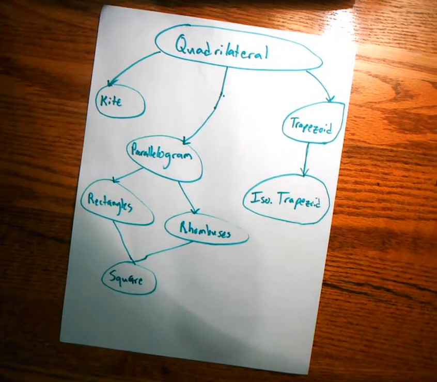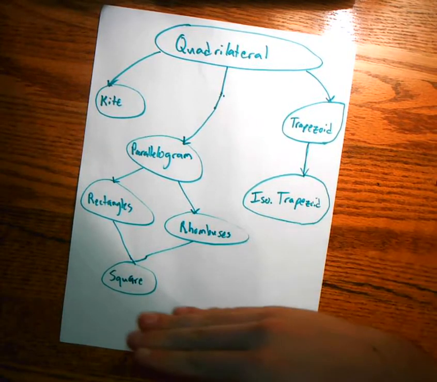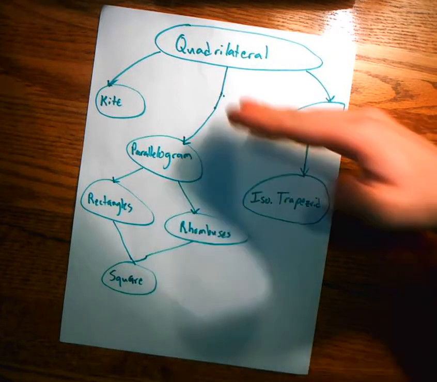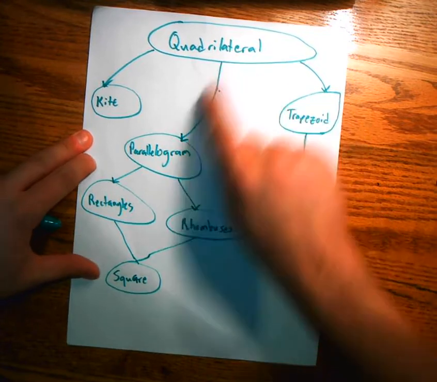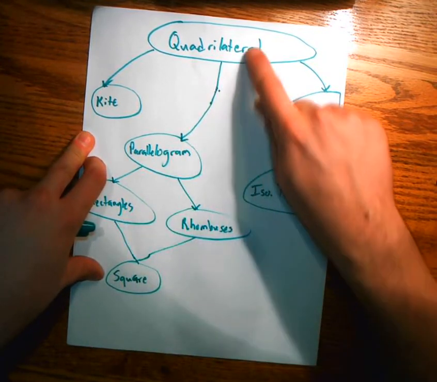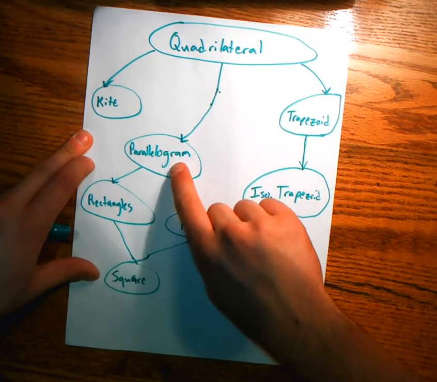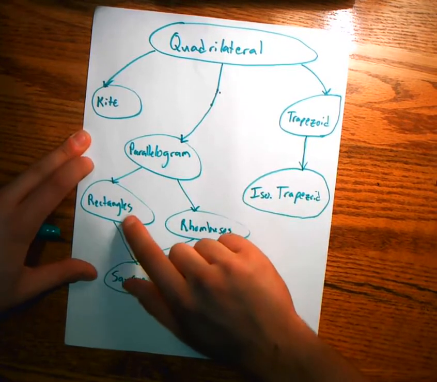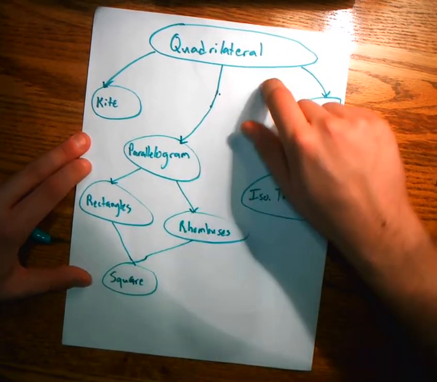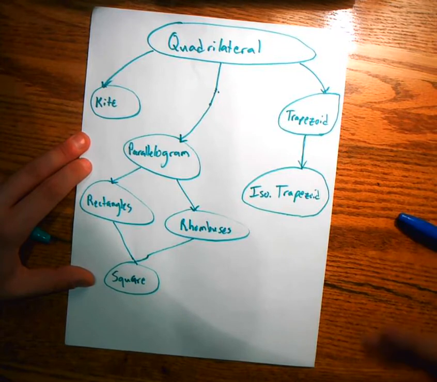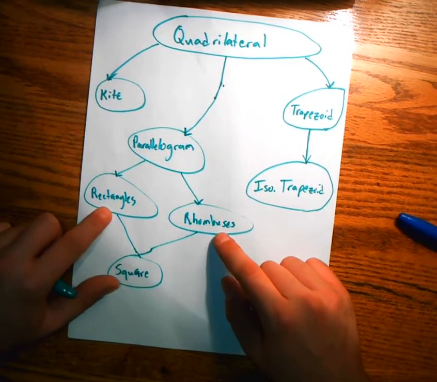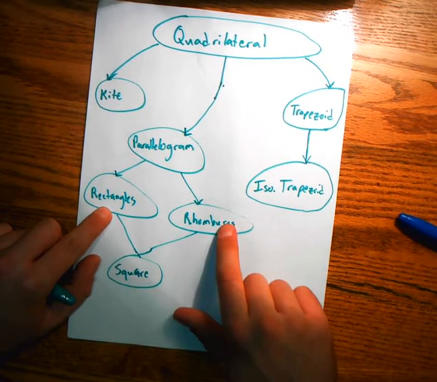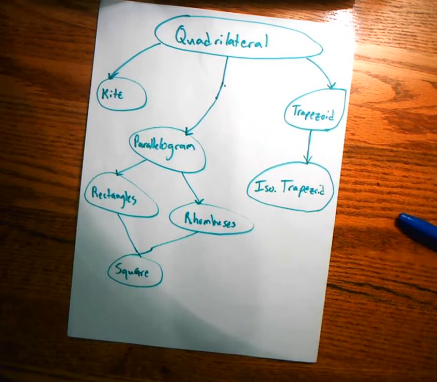So basically the way this flow chart works is everything that is towards the bottom is a type of figure that's in the top. So every single kite is a quadrilateral. Every single rectangle is a quadrilateral. Rectangles are also parallelograms. You cannot have a rectangle unless it's a parallelogram and a quadrilateral by definition. So that also means that every square is a rectangle and a rhombus. A square is all 4 sides congruent and all 4 right angles or 90-degree angles.